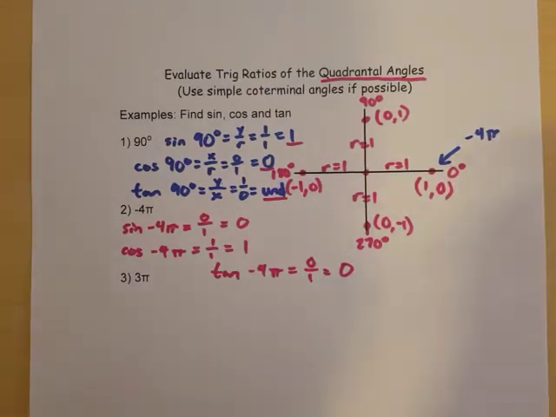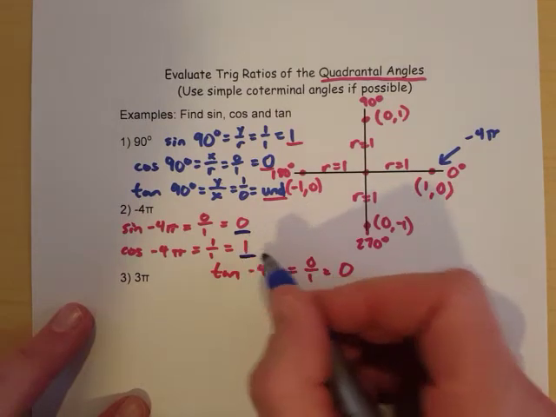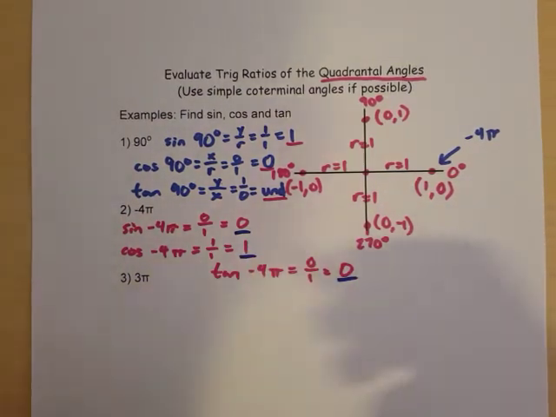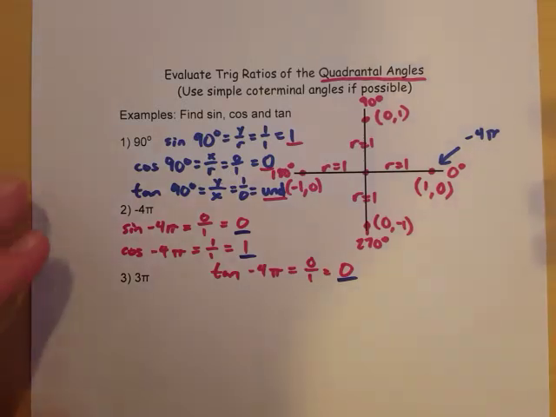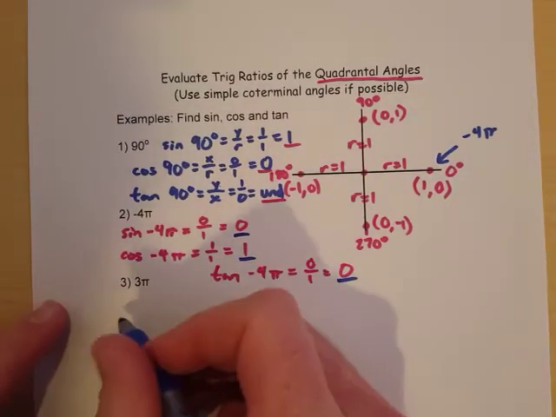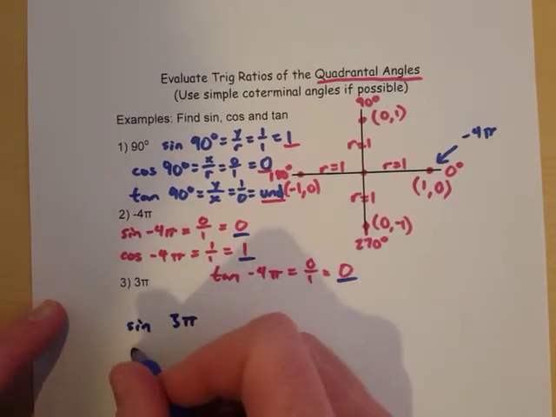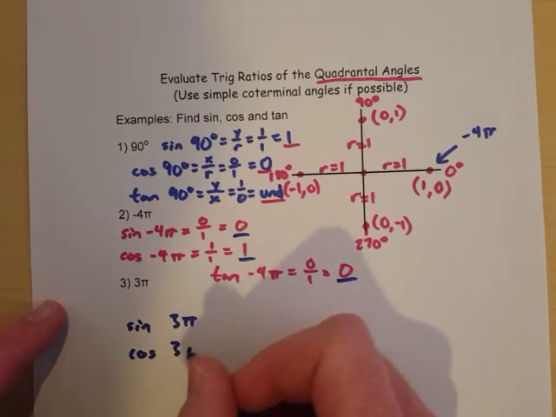One thing that you will notice about all these different quadrantal angles is that you'll either get a 0, a 1, a negative 1, or an undefined. Those are really the only options that you'll have for these. Last one is 3 pi, sine, cosine, and tangent of 3 pi.